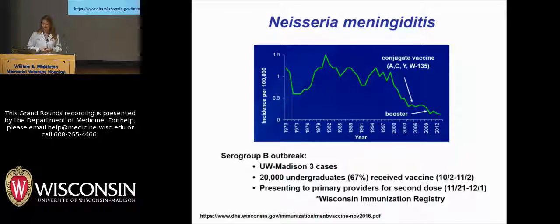And I'm bringing this up because they're asked to present to their primary care clinics for the second dose of the vaccine. The first dose was provided through the university. And they might be coming to your clinics. So be aware that they were vaccinated for the serogroup B, and the doses are in the Wisconsin Immunization Registry. And they're encouraging everyone to enter the second dose in the registry as well.